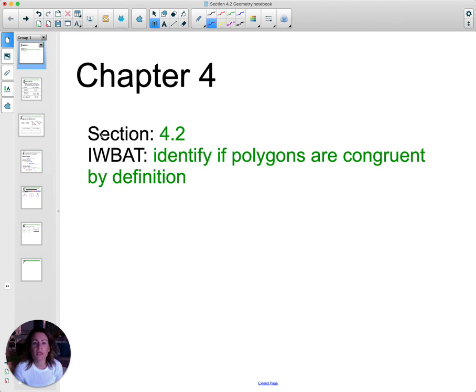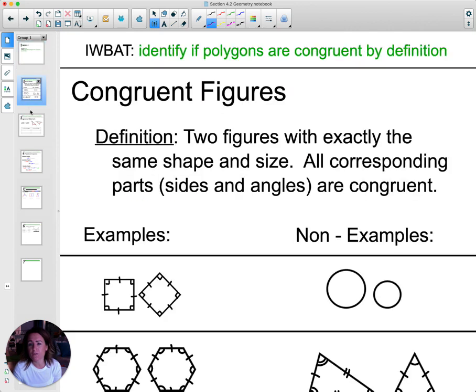In this video, we are going to talk about when polygons are congruent, what that means by definition, and getting into the importance of a congruence statement. So first off, the definition of congruent figures is two figures with exactly the same shape and size, meaning that all of their corresponding parts are equal. So all of their lengths and all of their measurements are going to be equal to each other.